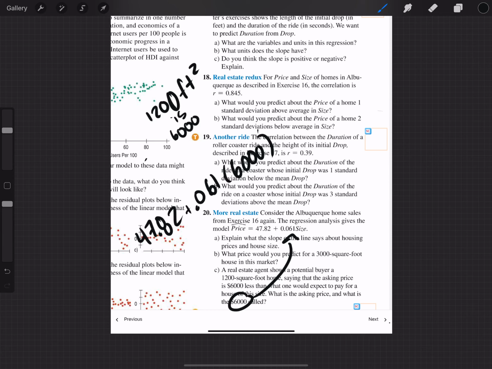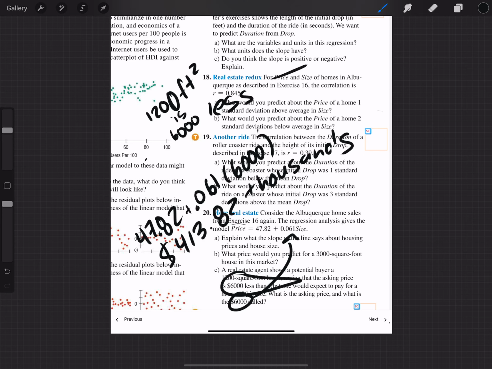So the asking price would be 413,082. So remember, this is in thousands of dollars, right? So the asking price is 413.82. What it's saying is that it's $6,000 less. So that tells us that our prediction would be more, right? Because it's saying the actual cost is less.